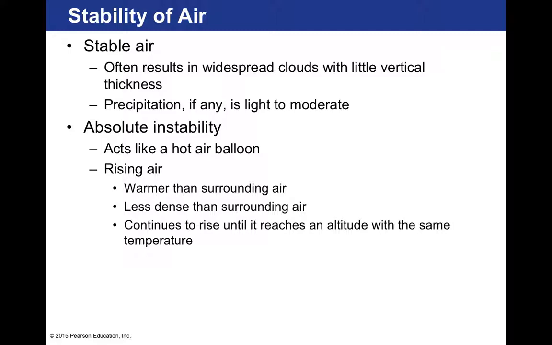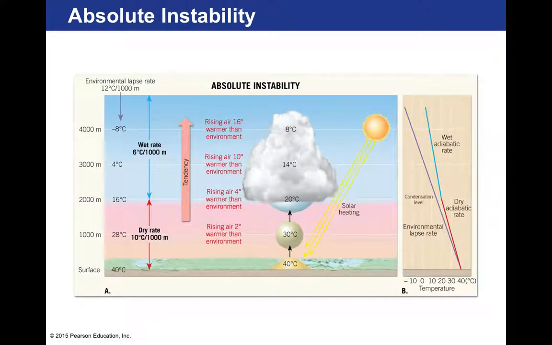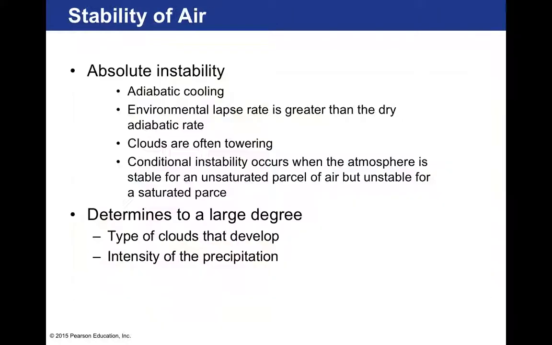When air is unstable, so when we have absolute instability, air acts like a hot air balloon and will rise. When air rises, we know what happens. That's when we get clouds to form. This is when the rising air is warmer than surrounding air, less dense, and it'll continue to rise until it reaches an altitude with the same temperature. When this happens, we tend to have really large vertical clouds forming.